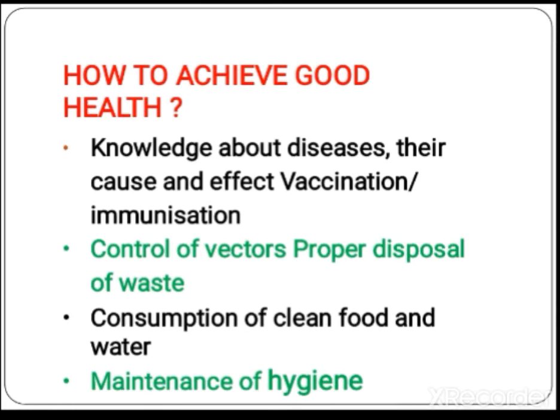Then control of vectors. What are the vectors? For example, the female Anopheles mosquito is causing malaria in human beings, transmitting Plasmodium. So the vector should be properly controlled. That's the mosquito. By killing the mosquito, you can control the growth of Plasmodium. It can be controlled.